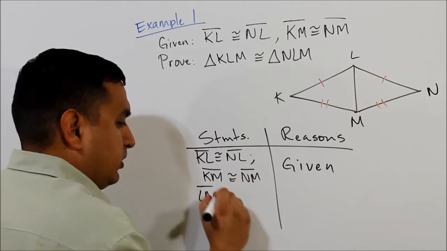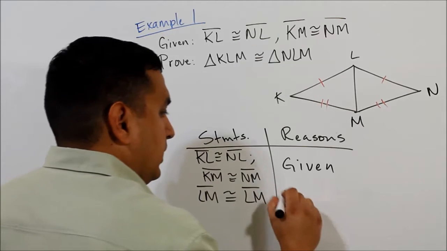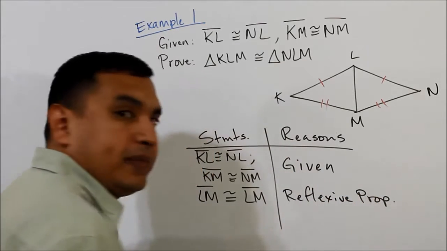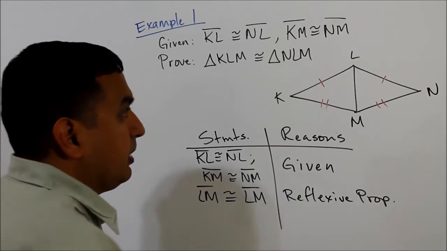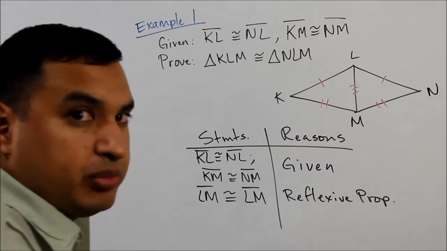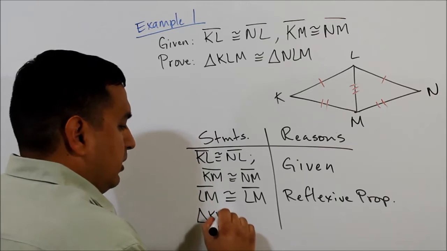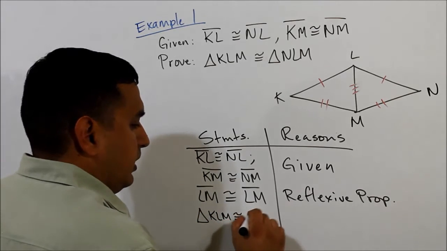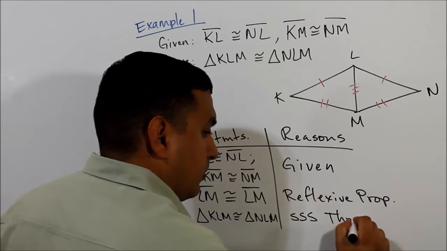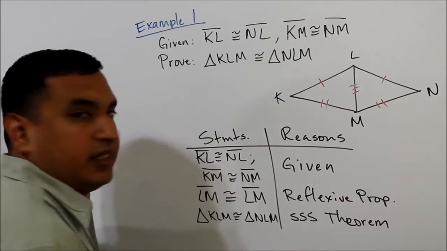I can always say that something is congruent to itself. So I'm going to use segment LM is congruent to segment LM. That's going to be my reflexive property. Now when I do that, that's giving me my third pair of sides that are congruent. So I have my three congruent corresponding sides. That means then that I can say triangle KLM is congruent to triangle NLM because of our new side, side, side theorem. If I can spell. There you go.